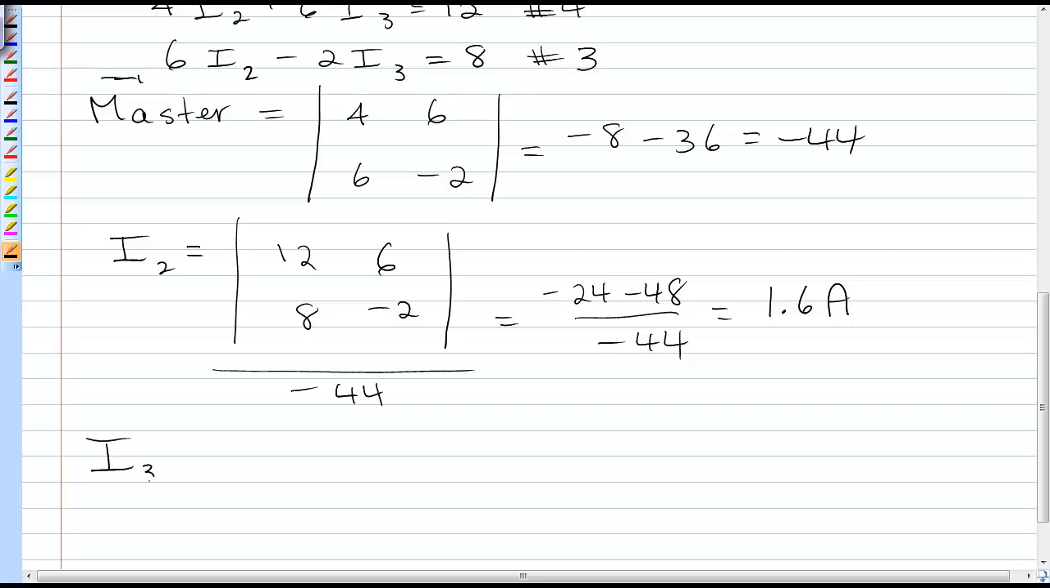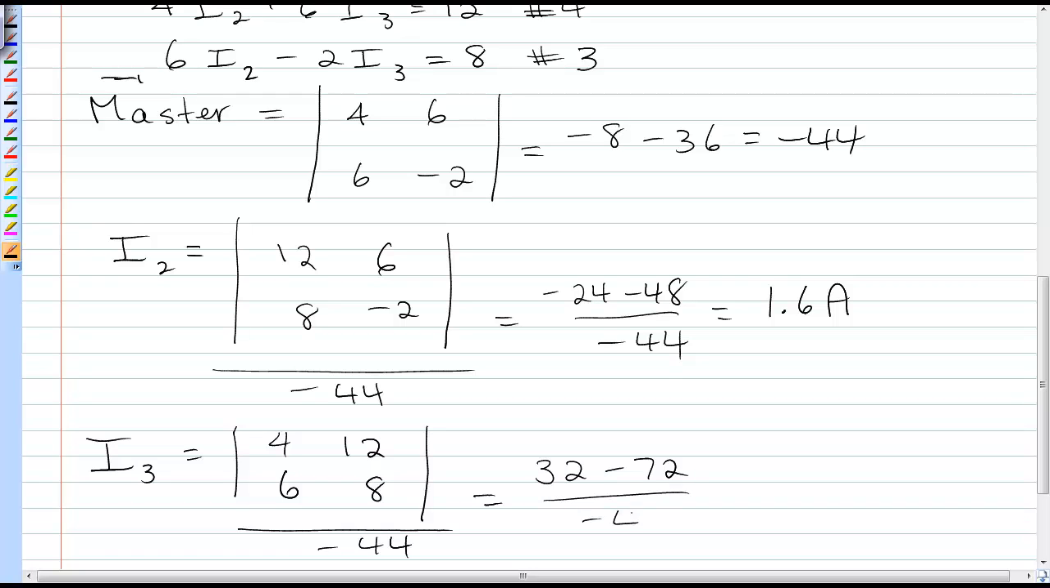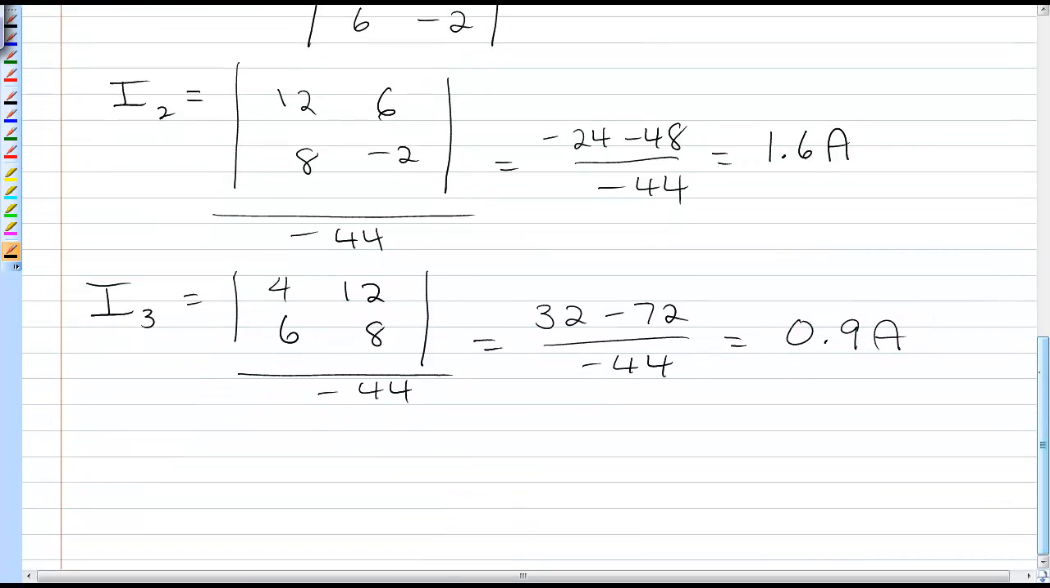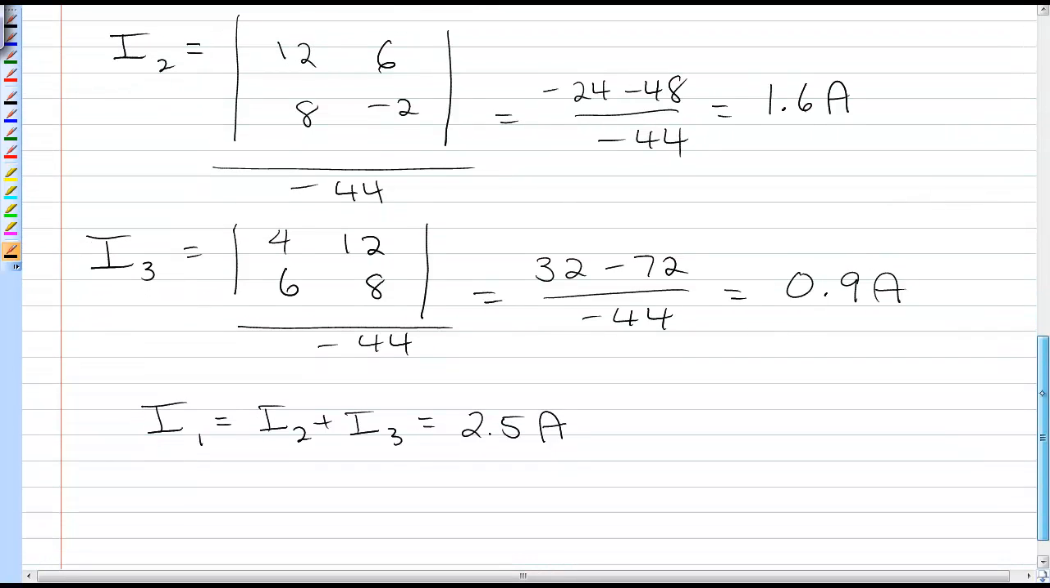Now with I3, I replace the second column, leave the first column alone, the 4 and the 6. The second column I replace with the 12 and the 8. Still divide by the determinant of the master, and I get 32 minus 72 over negative 44, and I3 turns out to be 0.9 amperes. And I know that I1 is equal to I2 plus I3, so that's equal to 2.5 amperes. And that is using Cramer's rule to solve a Kirchhoff circuit.